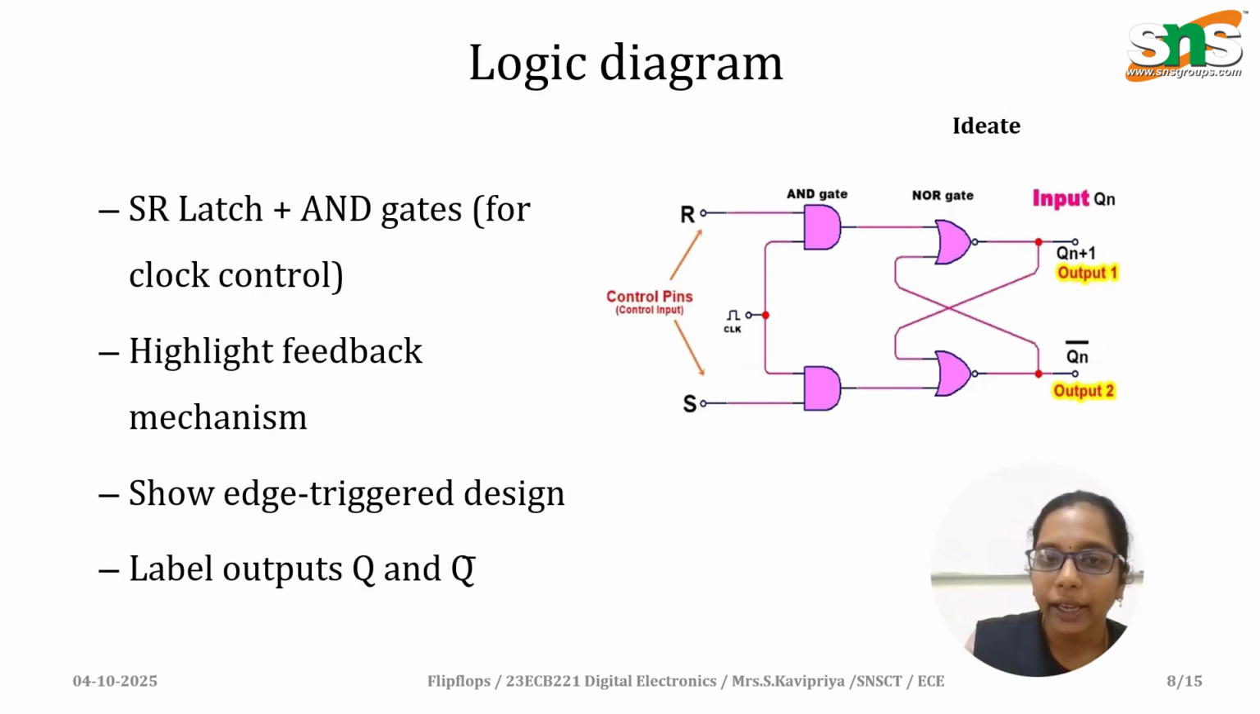And this is the logic diagram for the SR flip-flop. It is basically an SR latch combined with AND gates. We have a common clock pulse which is used to synchronize the entire flip-flop. It is an edge-triggered logic diagram. It has outputs Q and Q bar. Q(n+1) is the next state output and Q(n) is the present state output.